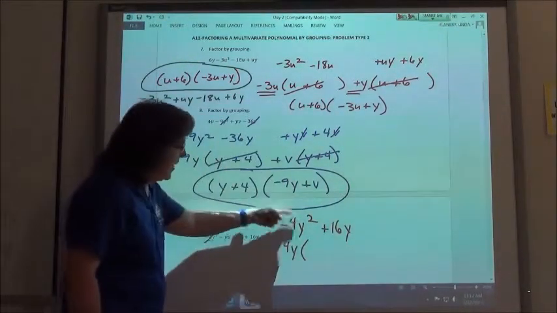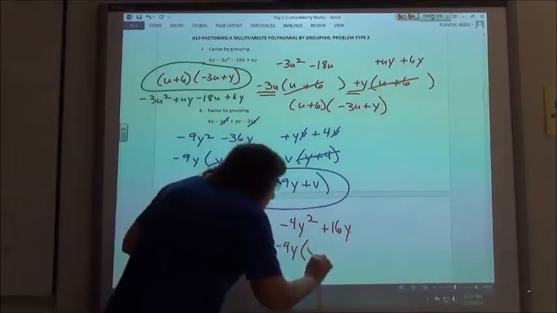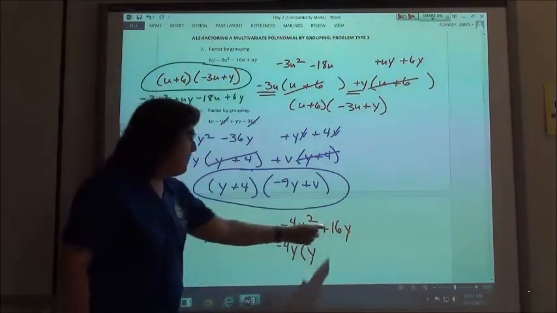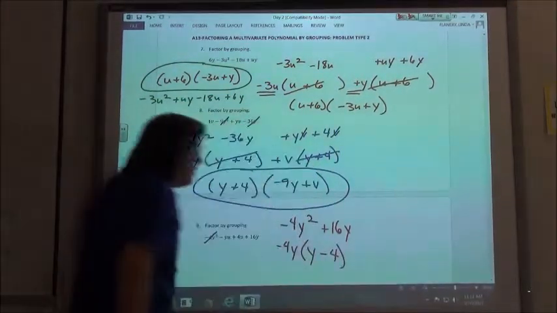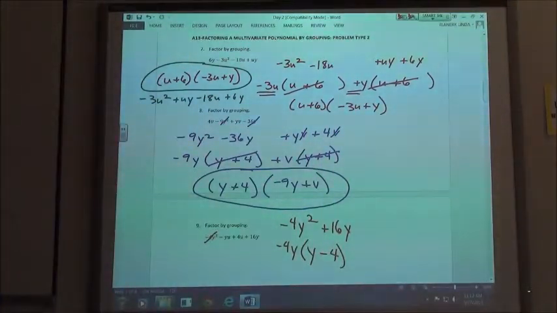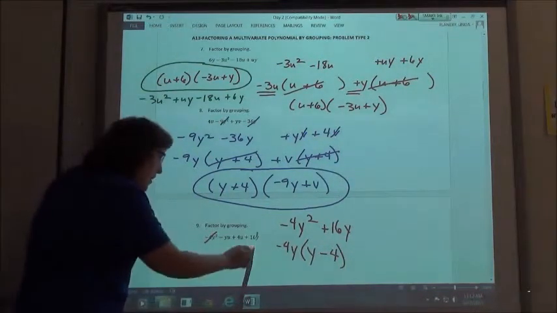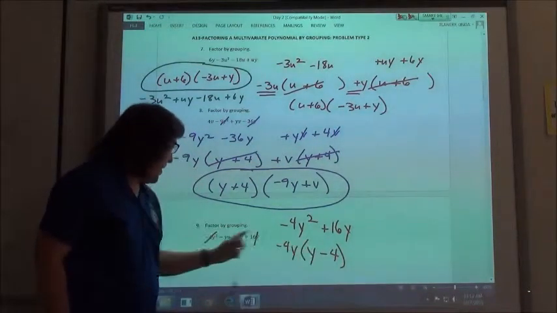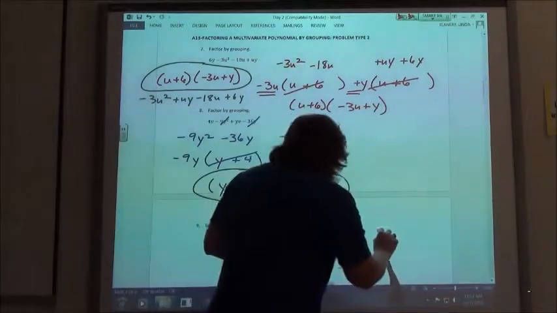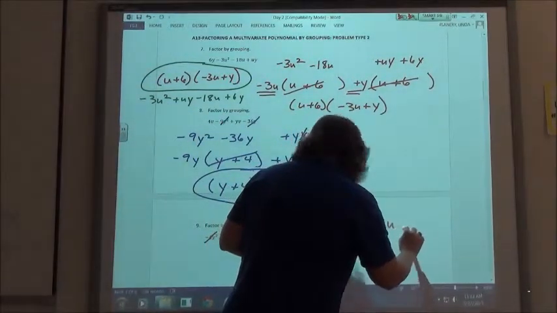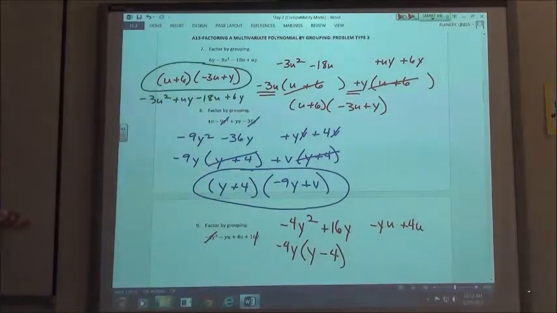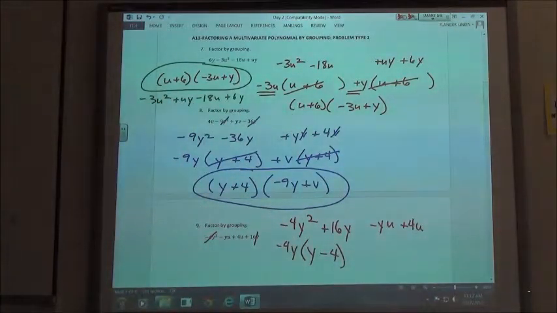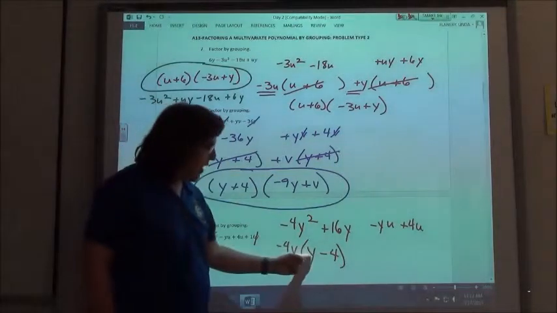So, negative divided by a negative is going to leave me a positive y. Positive divided by a negative is going to leave me a minus 4. So I have y minus 4 when I factor out my negative 4y. So on my other ones, I want y first. So the negative yu and the positive 4u. So again, you look at that and say, okay, do I want to take out a positive u or a negative u? Well, I look to see what I want to have in the parentheses.